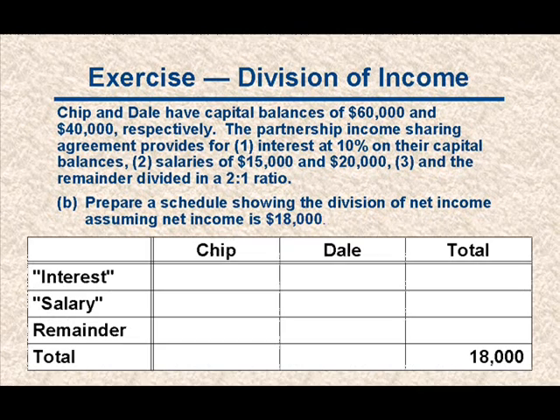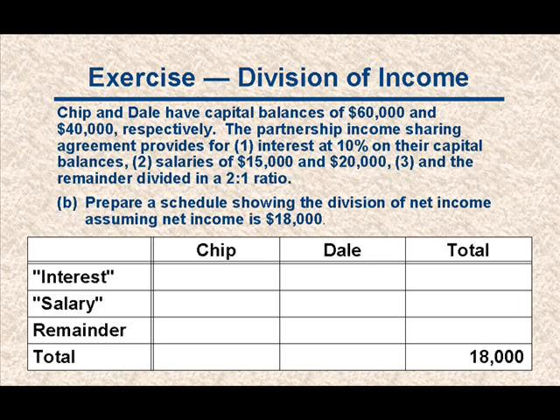Again, I suggest you draw a schedule. Enough columns to describe what's happening, one for each partner, and then the total. Don't forget the total. It's important. And then a row for each step, each component of their agreement. In our case, interest, salary, and the remainder. Most of the agreement's the same. They have interest at 10% on their original investments, they have salaries of 15 and 20, and the rest they're going to divide 2 to 1.